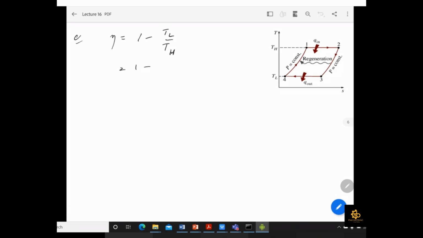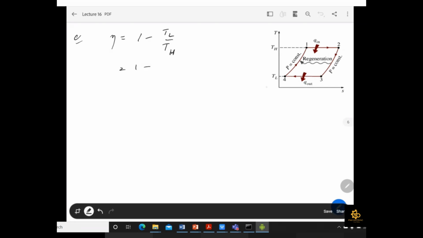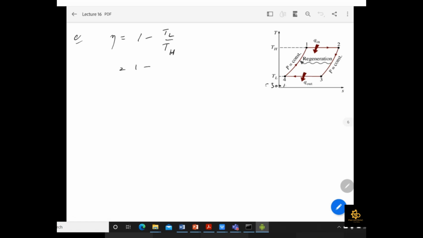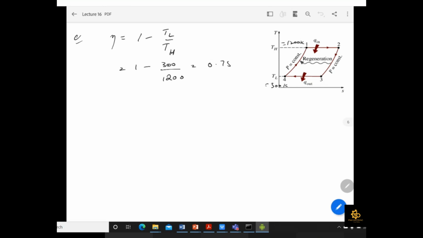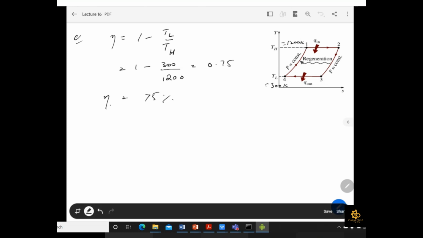TL is known to you from the question as 300 Kelvin, and TH is also known to you as 1200 Kelvin. So you can simply put in the values, 300 and 1200, and it turns out to be 0.75, which is 75% thermal efficiency for your Ericsson cycle. This is the solution for your 9-65 problem. You have to note it down, then we'll move towards the next question.